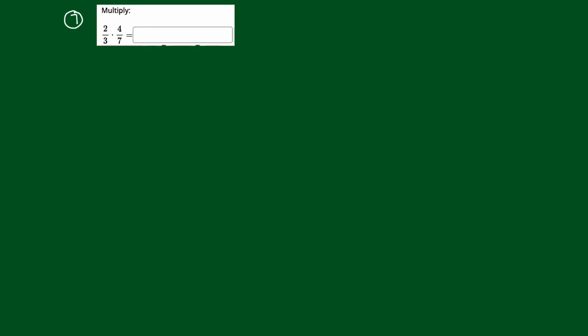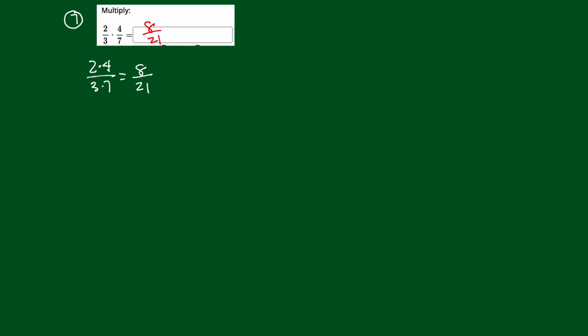Let's multiply these two fractions. Now we've got 2/3 times 4/7. To multiply fractions, you just multiply straight across. So we're going to take 2 times 4 over 3 times 7. So we're going to get 8 over 21. So let's claim that as our solution.